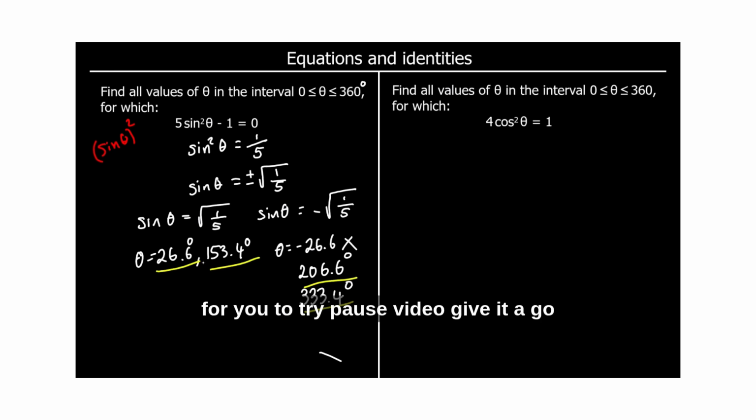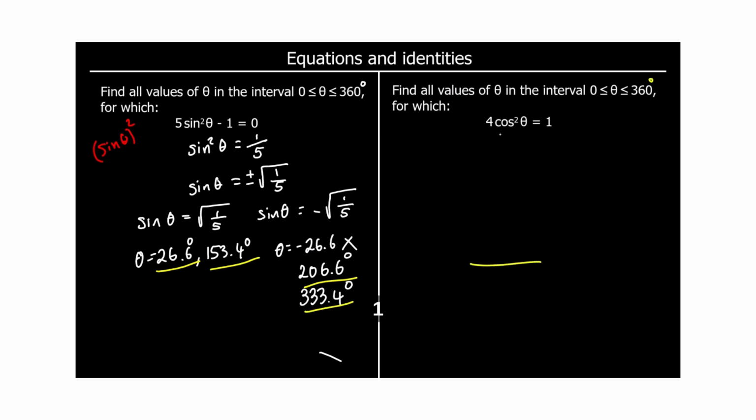One for you to try. Pause the video. Give it a go. Find all values of theta in the interval 0 to 360 degrees, for which 4 cos squared theta equals 1. So divide both sides by 4 and square root. So we're going to get cos theta is the positive square root of a quarter, or cos theta is the negative square root of 1/4.